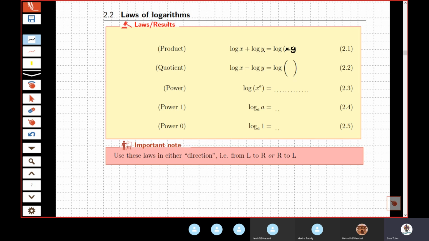So log of x plus log of y is actually the same as log of xy. Cool? And you know that it sounds like your index laws. When you multiply your bases, you add the indices. Or in this case, it's saying if you add your logs, you can multiply the two terms. Or if the two terms are multiplied, you can add the logs.